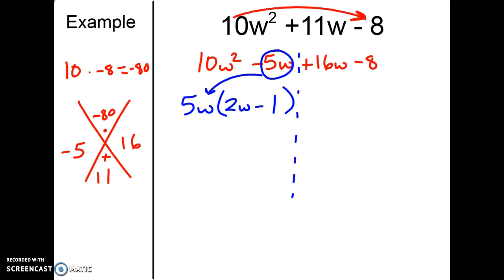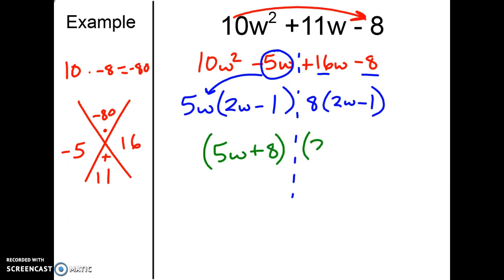For the right-hand side, common factor of 16 and 8 would be 8. And then this would also be 2w minus 1. So last part would be to bring it together: 5w plus 8 and 2w minus 1.